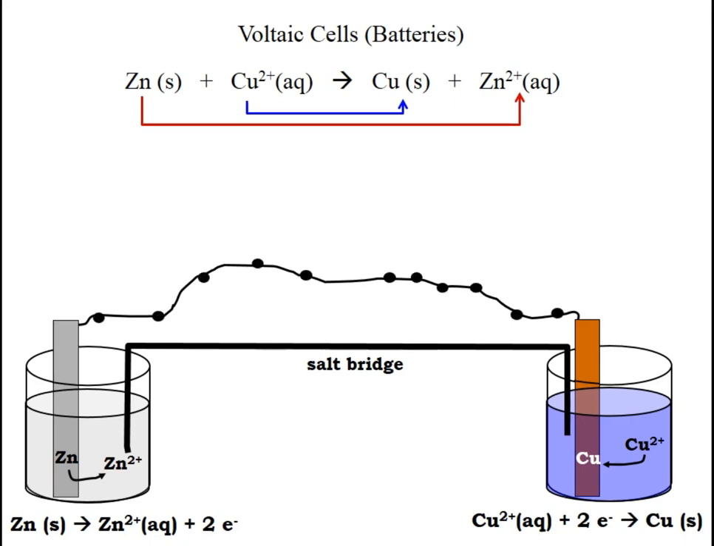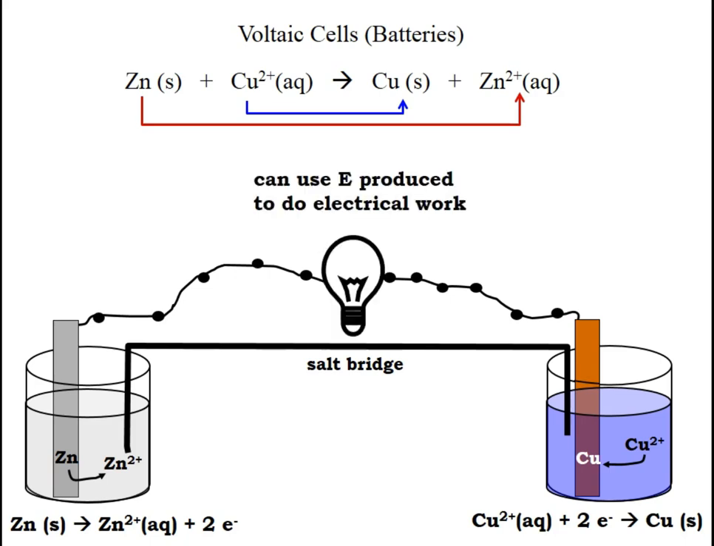Now, these electrons flowing, we can use these electrons, which spontaneously flow, to do useful work. We can use the energy that's produced to do electrical work, right? We can light that light bulb, or we can power your cell phone, or we can power your car, or whatever. Okay, so these are the batteries that you buy at the store.